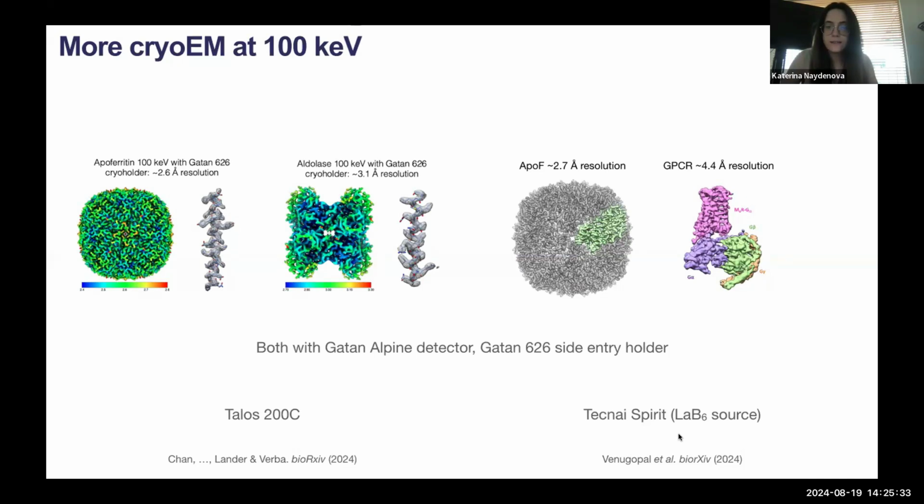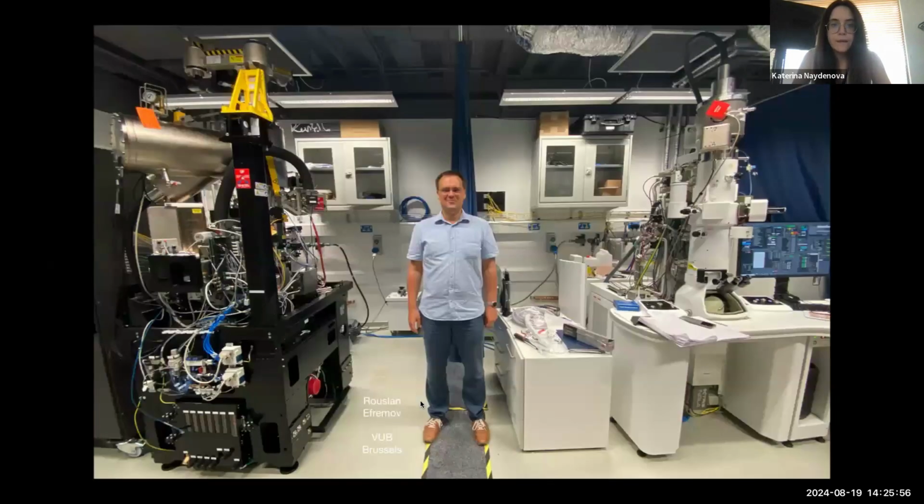So even though you're fighting against a faster decaying envelope function of your images, you still can obtain pretty nice reconstructions of a test sample like apoferritin, but even better of a GPCR, which is already quite a challenging target in itself, and a rather small one. And this microscope was also used with the GATAN Alpine detector, which is developed specifically for 100 keV.